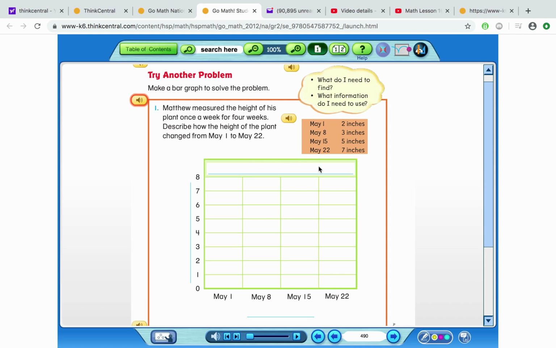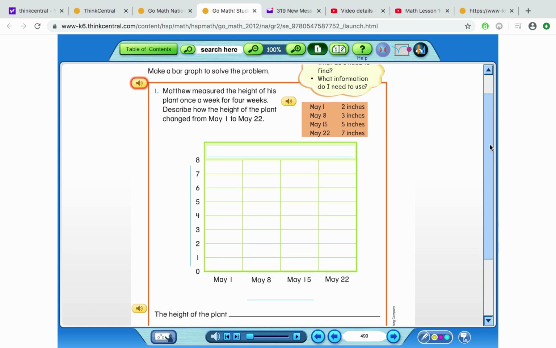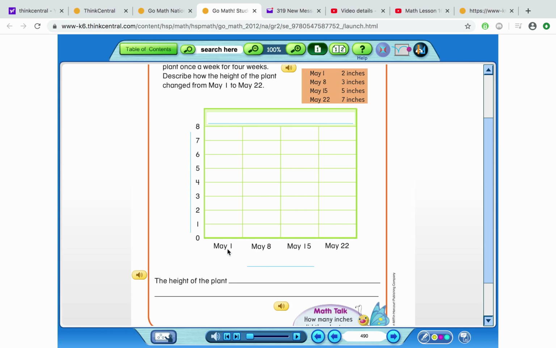I think the best title would be thinking about who is measuring and what is he measuring. You could make this Matthew's plant or height of plant because that's what all this information is. Along the bottom, you're going to look at May 1st, May 8th, May 15th, and May 22nd. What are all of these things? These are dates, so just writing the dates down here would be a great label.